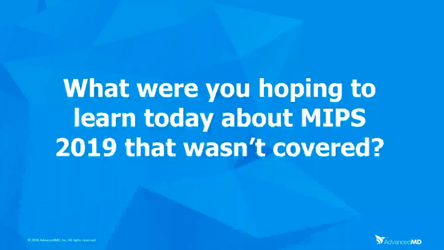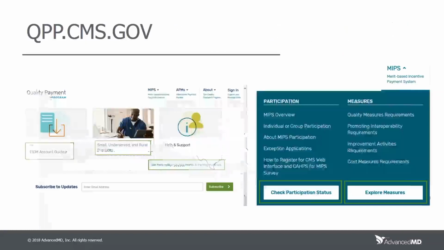So let me just kind of pop back to that. You'll go to QPP.CMS.GOV, MIPS, check participation status. You'll put in your individual NPI and it will come up. And right now, it has a tab for 2017, a tab for 2018. So you're looking for that tab for 2019. Don't know when that will be becoming available.